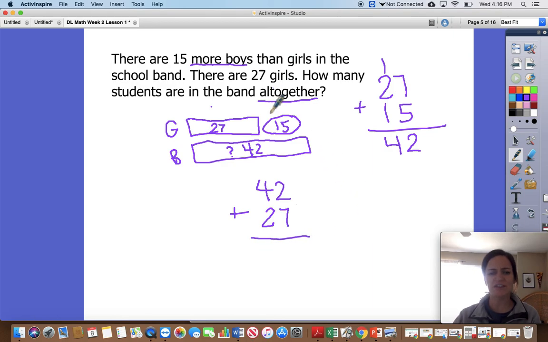Now, why don't I add 15 on there? I don't add 15 on there too because 15 is the difference between girls and boys. Okay? There was 15 more boys than girls, so we added 15 to 27 to get the total amount of boys. But 15 is the difference between the two. 27 is the girls, 42 is the boys.